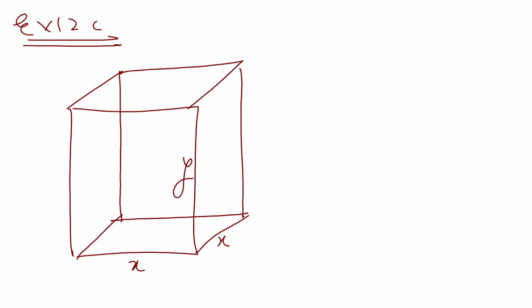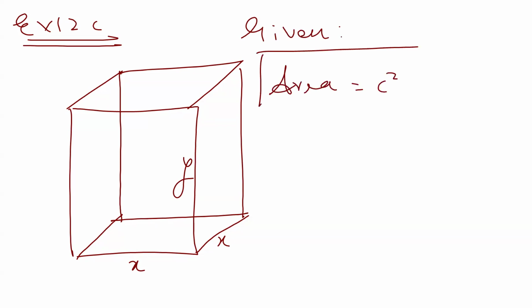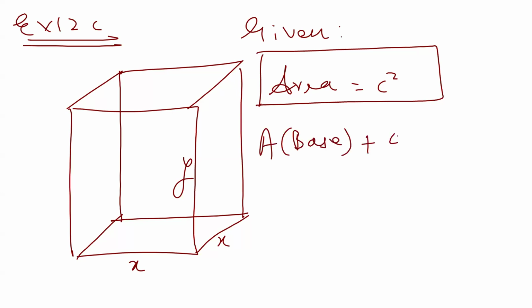Now, since this is an open box, when we consider the area of the entire box, we will not consider the area of the top. We'll only consider the area of the bottom. So the total area given is c square. So when they say area equal to c square in the problem, that indicates it is the area of the base plus 4 times the area of the vertical sides, is equal to c square.